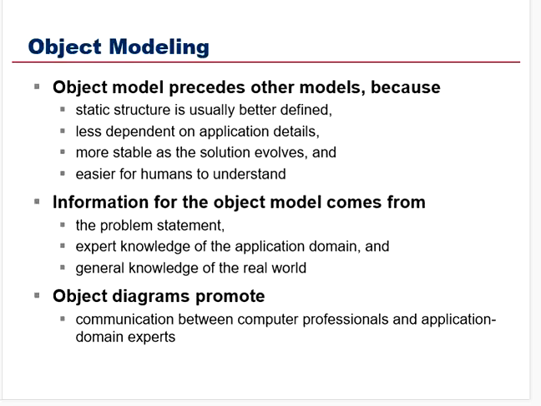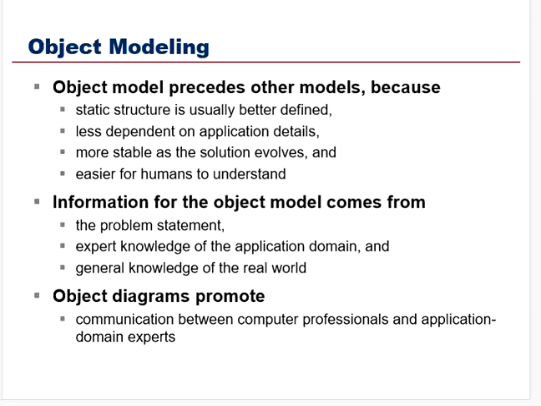This object model defines the static structure, it is less dependent on the application detail, it is more stable as the solution evolves, and it is easier for humans to understand. So this is the reason why we are implementing the object model at the initial stage. Now see the second thing about the object modeling. We have to remember from where the object model gets the information.